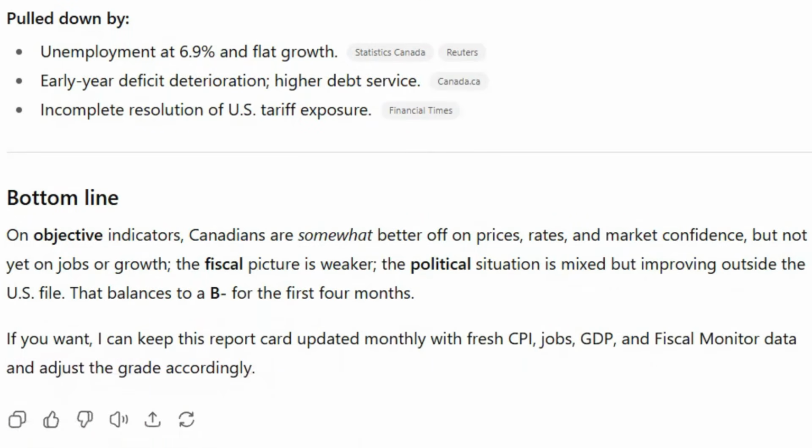Bottom line, according to ChatGPT, I'm just going to read this again so we get this for emphasis. According to ChatGPT, on objective indicators, Canadians are somewhat better off on prices, rates, and market confidence, but not yet on jobs or growth. The fiscal picture is weaker. The political situation is mixed, but improving outside the US file. That balances to a B minus for the first 4 months.